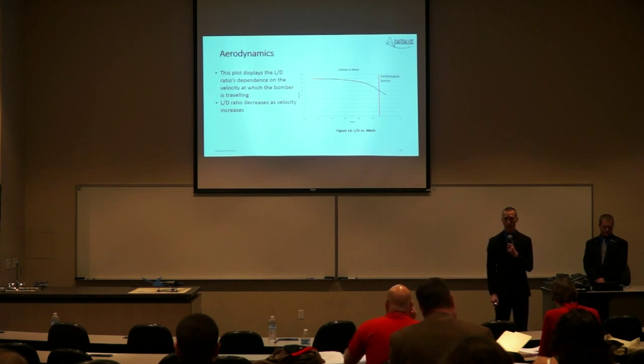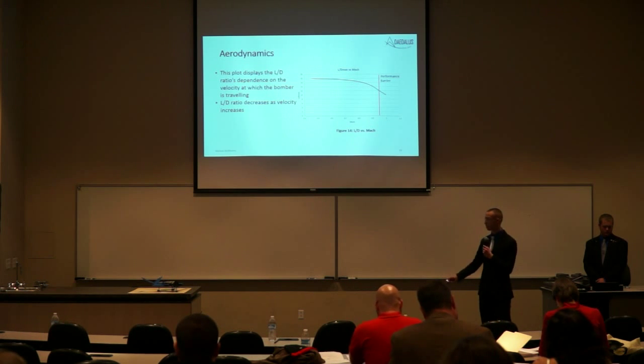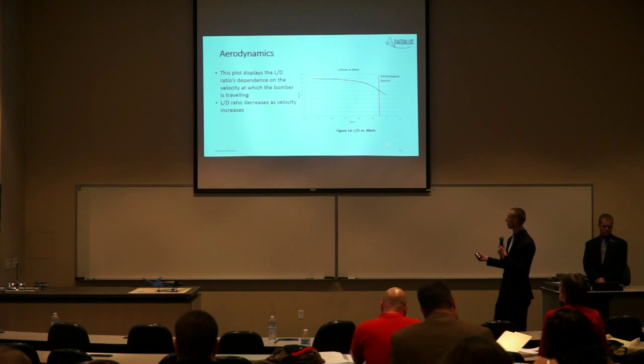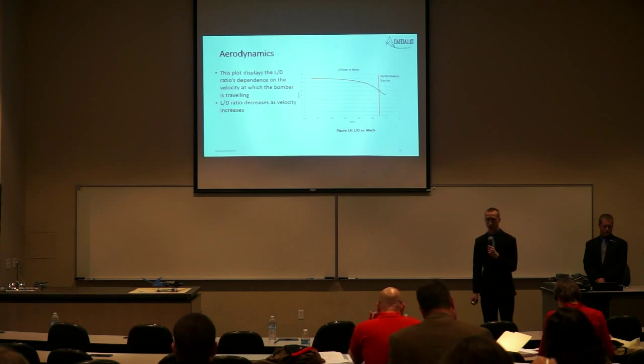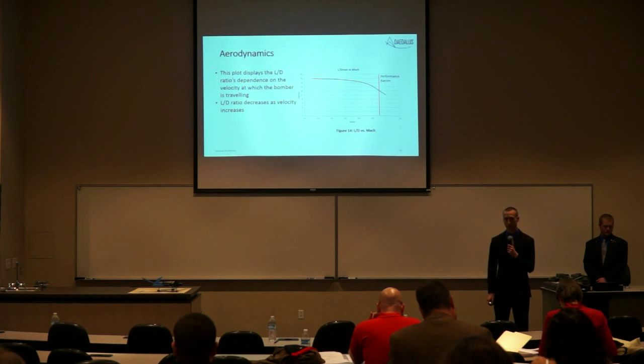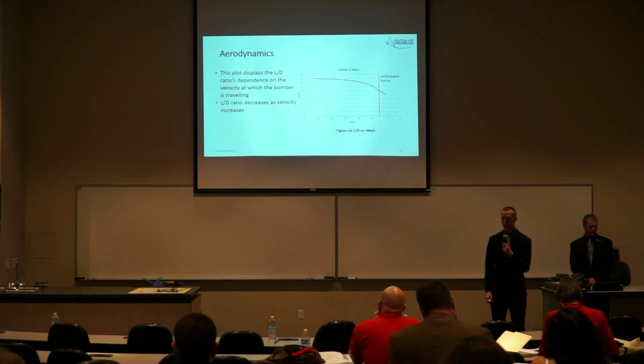Here's our L over D max plot, which shows how our aircraft performs as we move faster. Approaching Mach 1, it does go down. However, due to the performance of our engines, it will start to choke at Mach 0.95, which is shown by this red line, which will be described later.